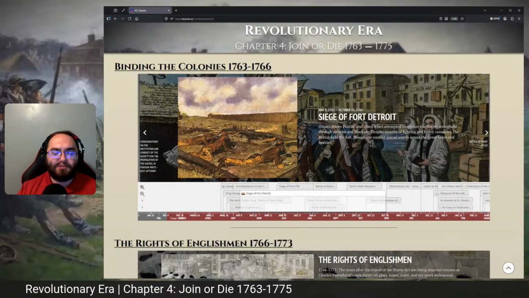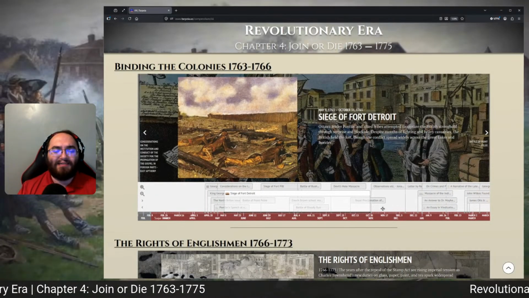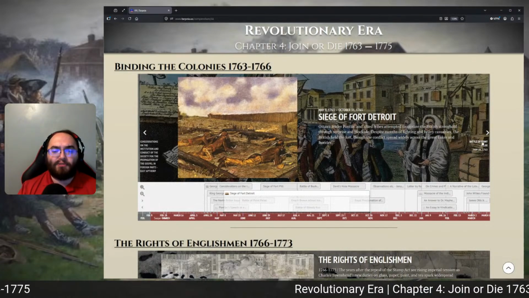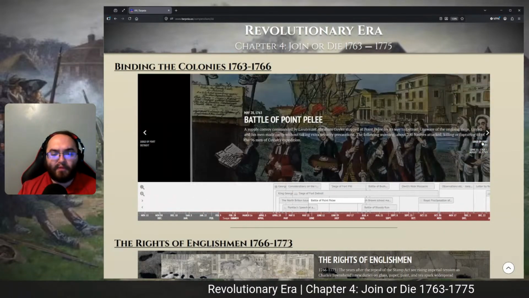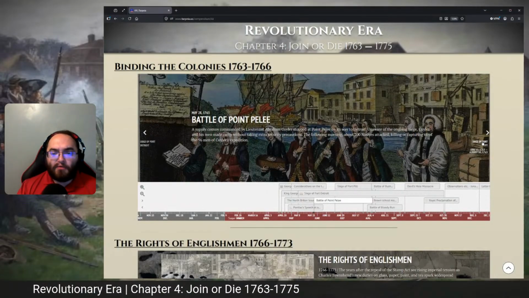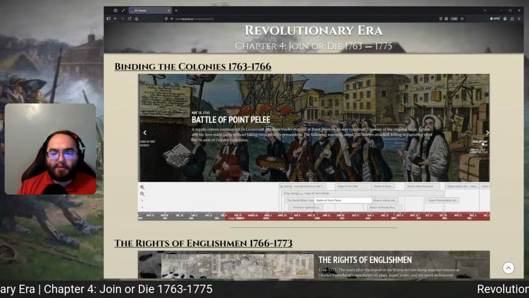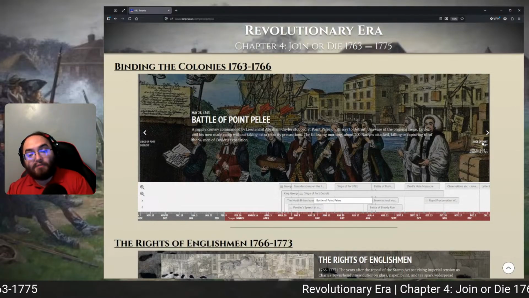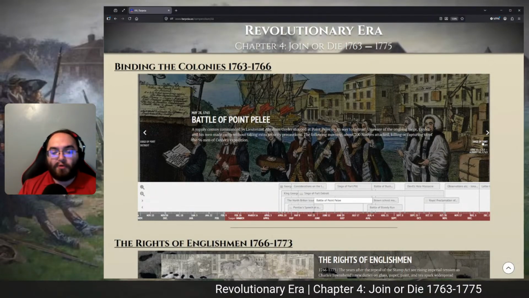We add events to the timeline to provide context to what's going on. So you have the Siege of Fort Detroit. This is during Pontiac's Rebellion. Battle of Point Pelee, stopped by the Native Americans trying to lift the Siege of Fort Detroit.